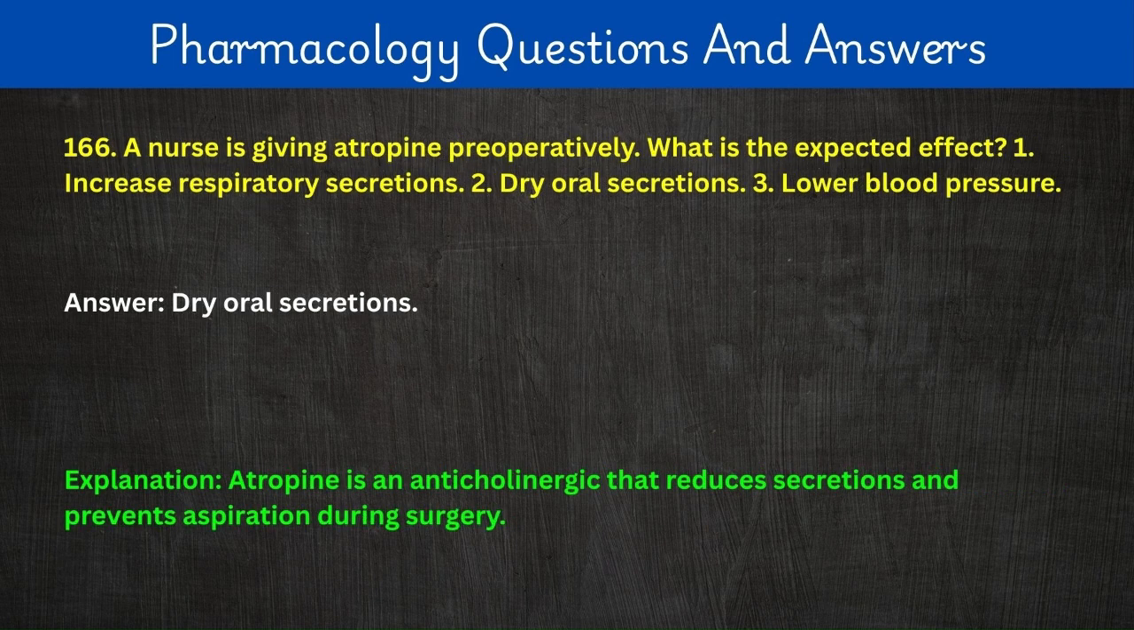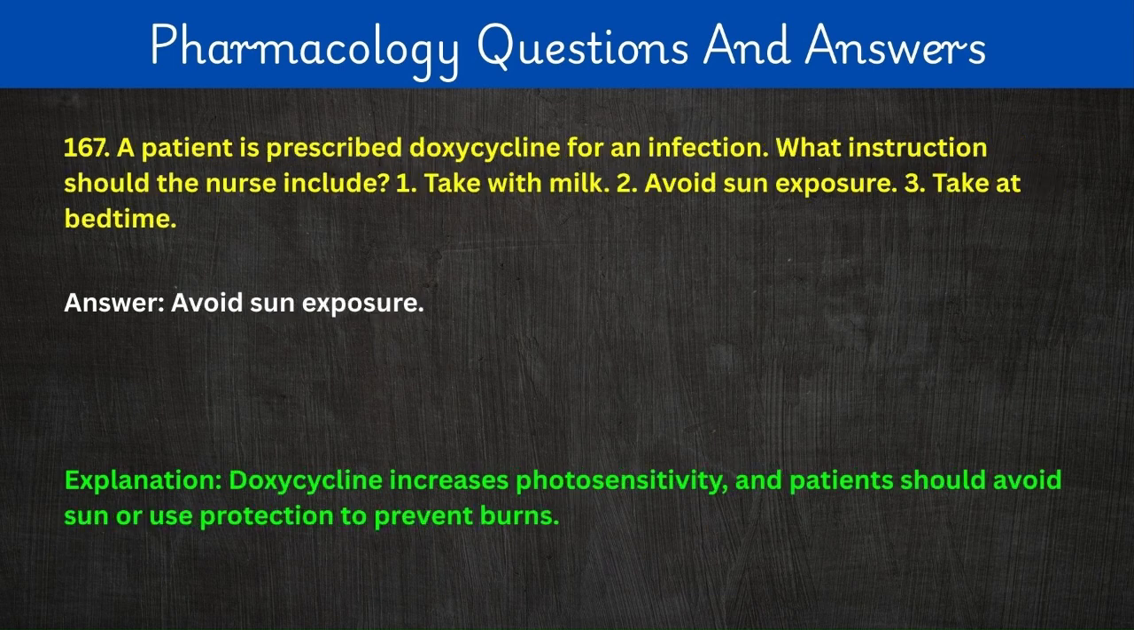166. A nurse is giving atropine preoperatively. What is the expected effect? 1. Increase respiratory secretions. 2. Dry oral secretions. 3. Lower blood pressure. Answer: dry oral secretions. Explanation: atropine is an anticholinergic that reduces secretions and prevents aspiration during surgery.